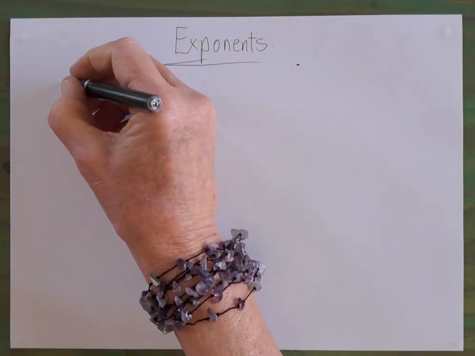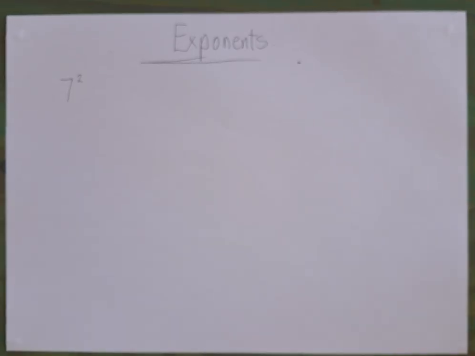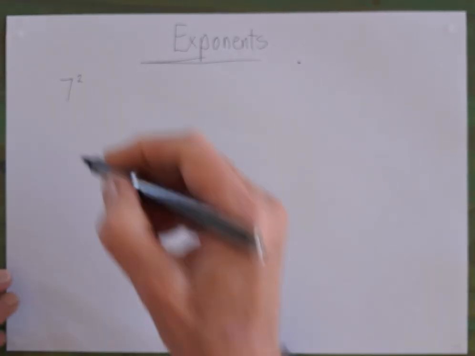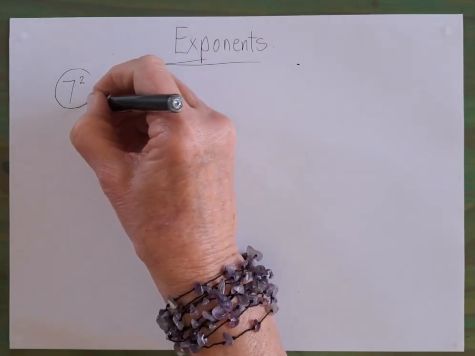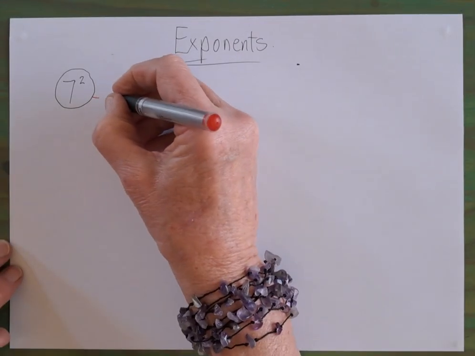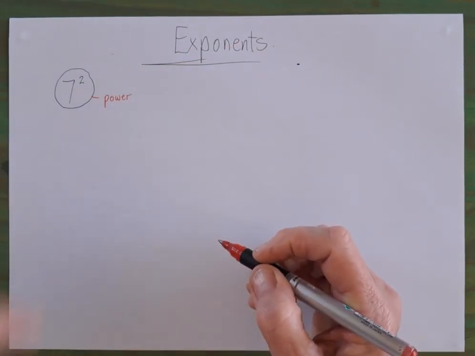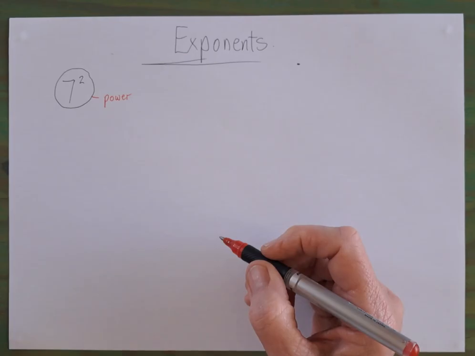So let's start off by looking at 7 squared, or we could also call it 7 to the power of 2. And first of all, we're going to look at that whole thing. That whole thing, 7 squared or 7 to the power of 2, is called a power. But if we look inside the circle, the power is made up of 2 parts.